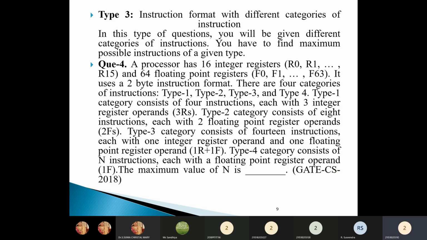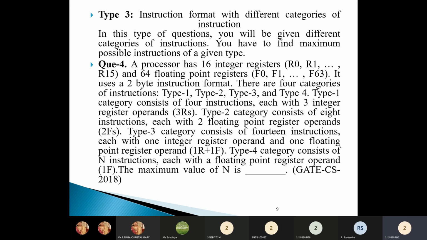A processor has 16 integer registers, that is R0, R1, up to R15, and 64 floating point registers, F0, F1 until F63. It uses a 2-byte instruction format. There are 4 categories of instructions. Those are type 1, type 2, type 3 and type 4.